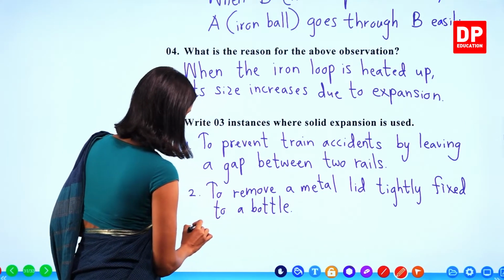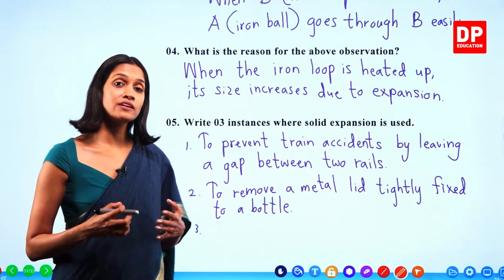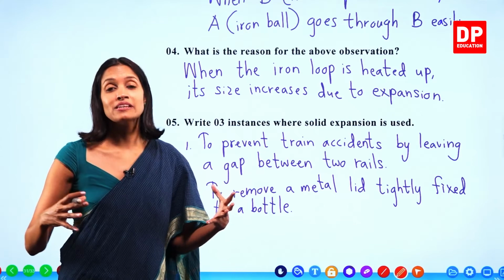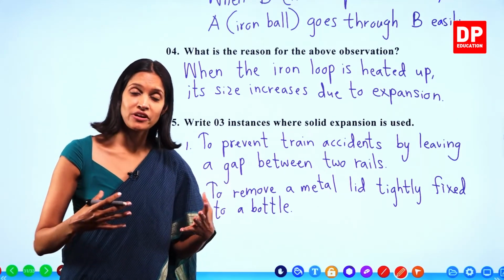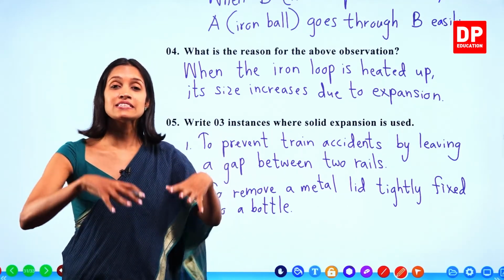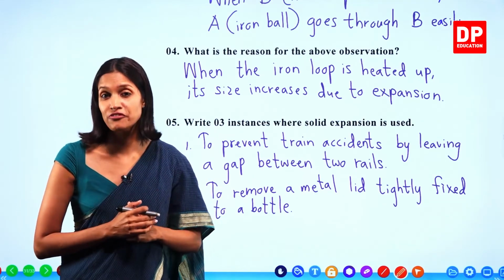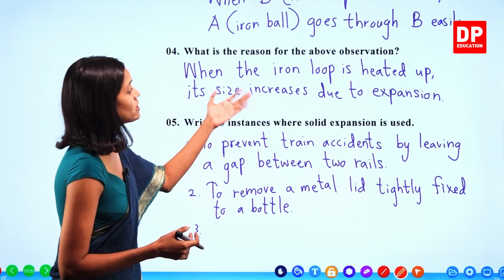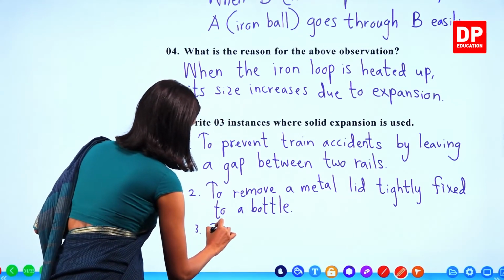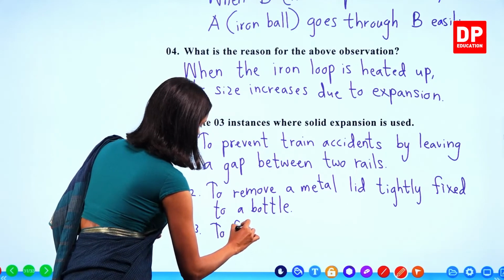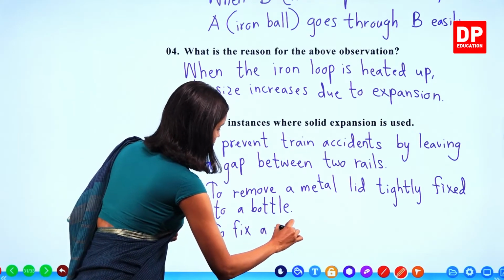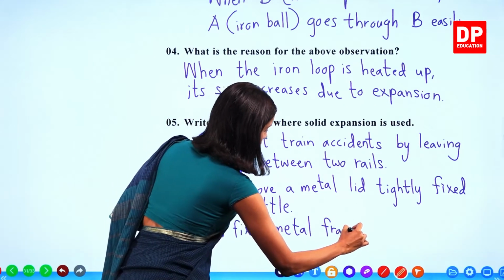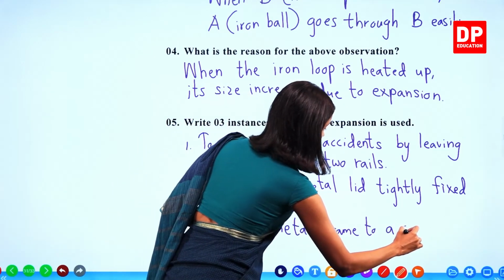What is the 3rd instance? Do you remember I explained to you all how a metal frame is fixed to a cartwheel? By heating the metal frame, when it expands, we can nicely insert the cartwheel inside the metal frame. Right? That is also an instance where solid expansion is used. To fix a metal frame to a cartwheel.